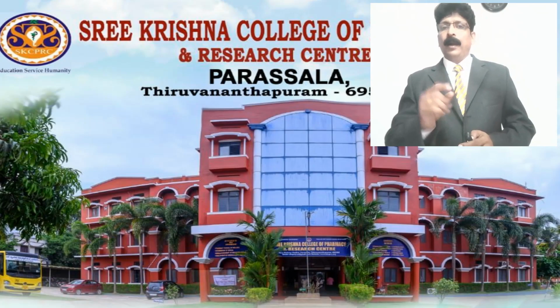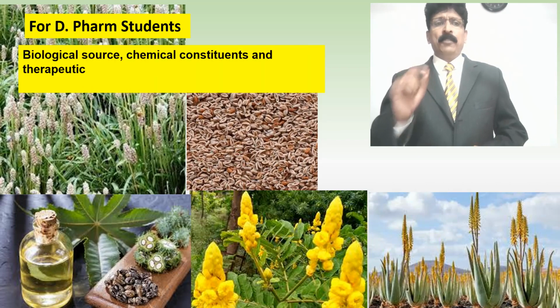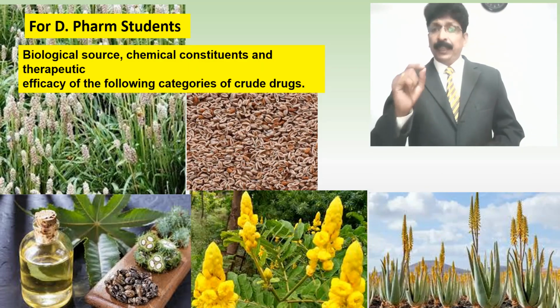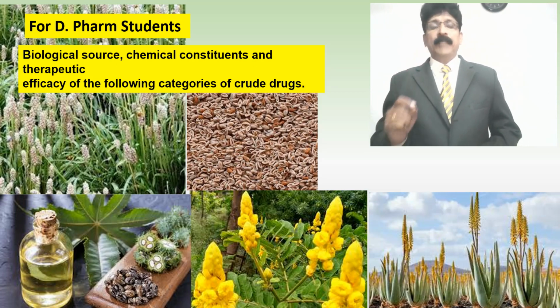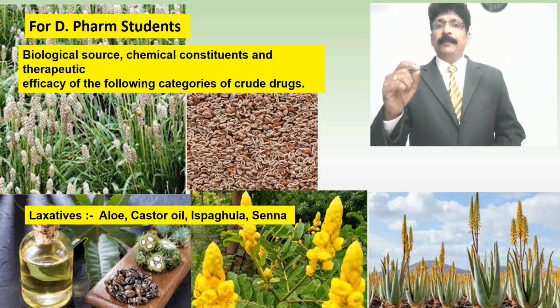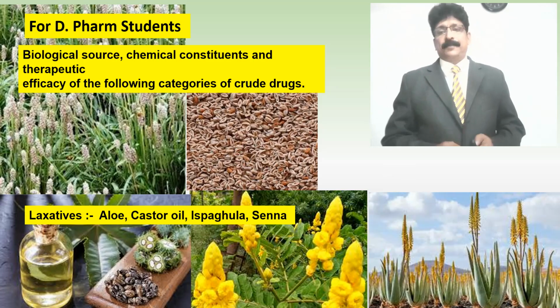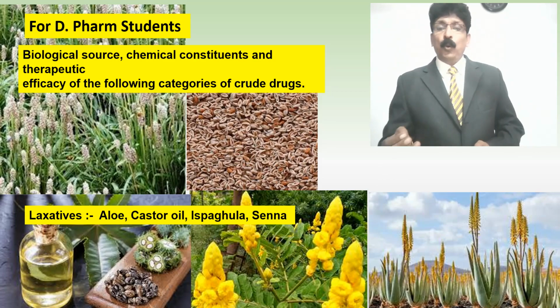Today I have taken a small topic for D-Pharm students: the biological source, chemical constituents and therapeutic efficacy of the following category of crude drugs. It is chapter number 4 actually, the unit, in which I have taken a small part. The first part, almost all of them, they have given by pharmacological classification. So in that, the first one they have given is laxatives. In that, only 4 drugs they have specified for diploma in pharmacy students: aloe, castor oil, Ispaghula and Senna.